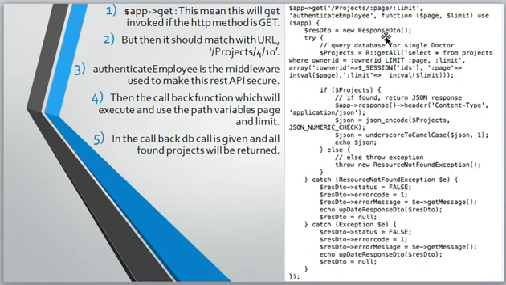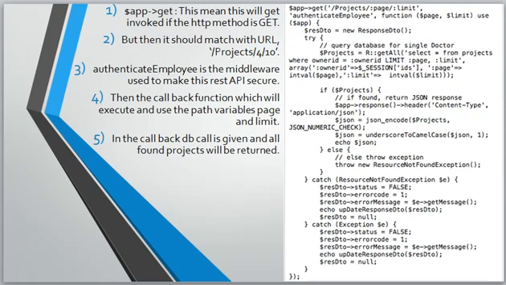6. Then inside the try block, using RedBean PHP, a SQL query is executed and it will get all projects which match the query criteria. 7. If projects are found, they are encoded to a JSON string and returned by setting the content type as application/JSON. 8. If projects are not found, a resource not found exception is thrown and it is handled by sending success as false.